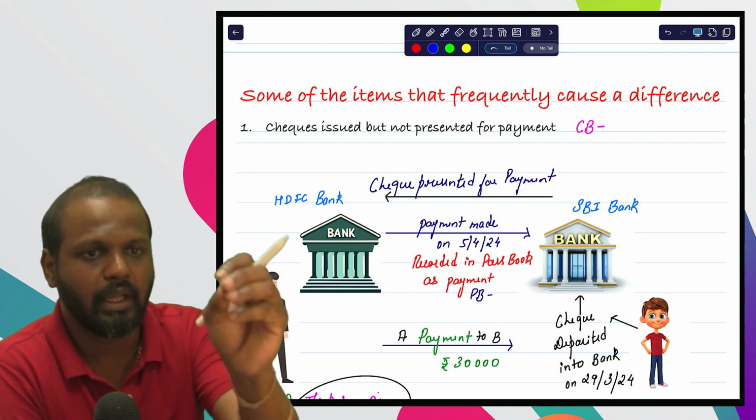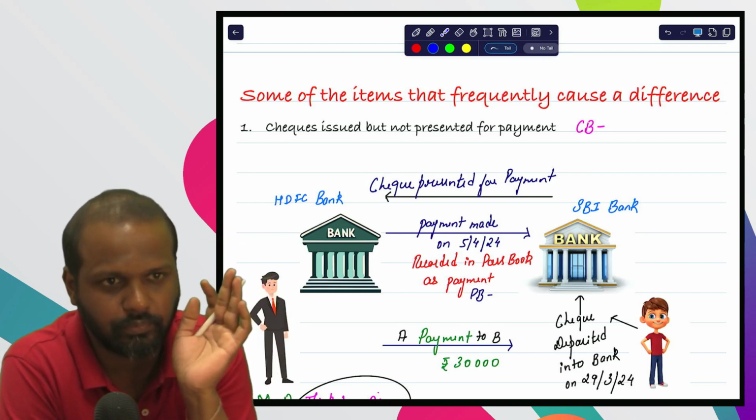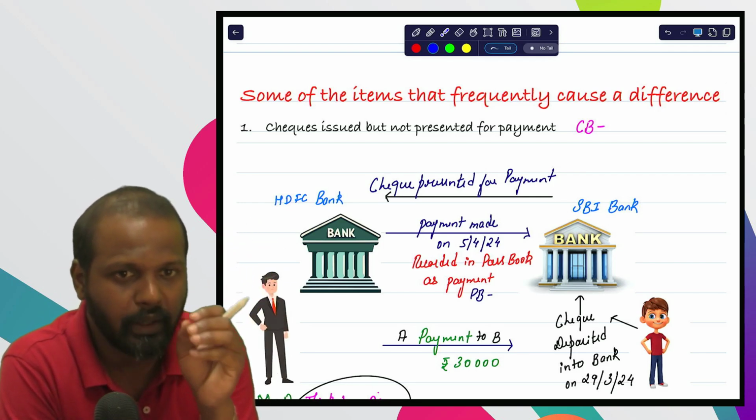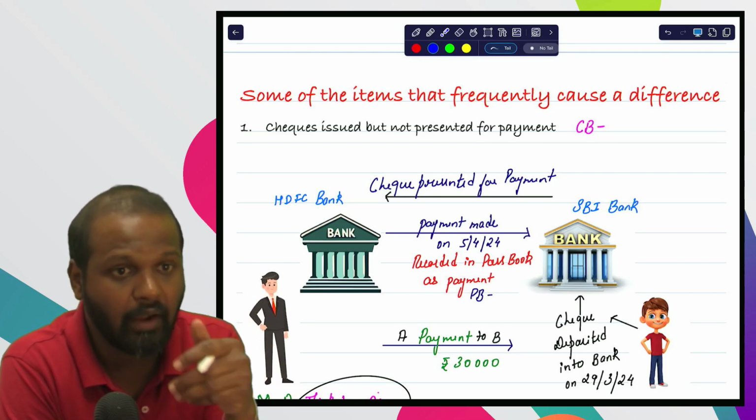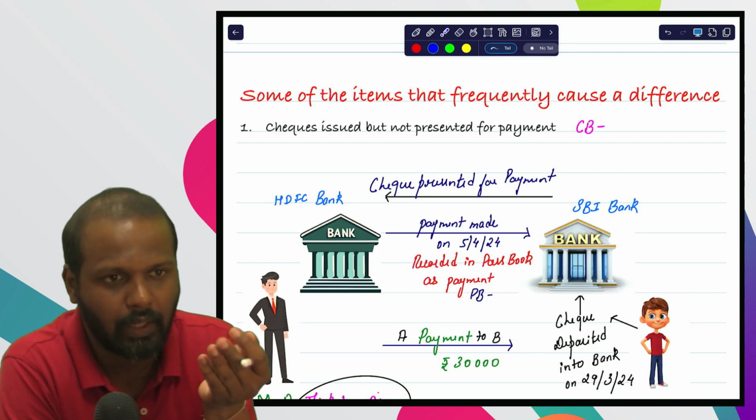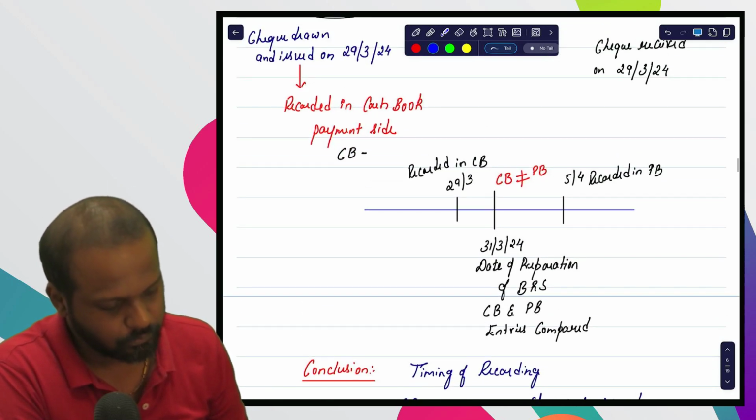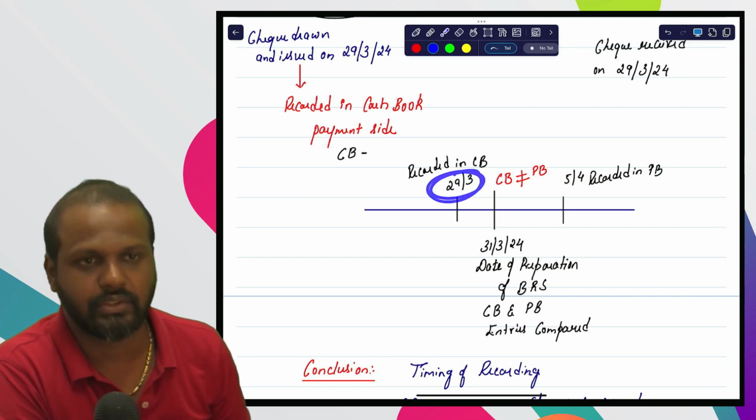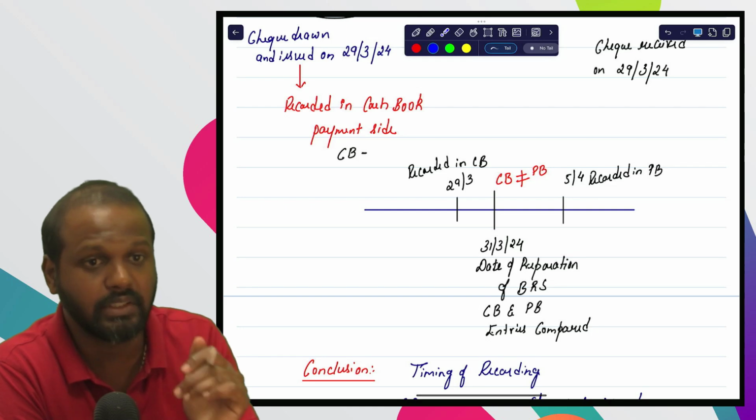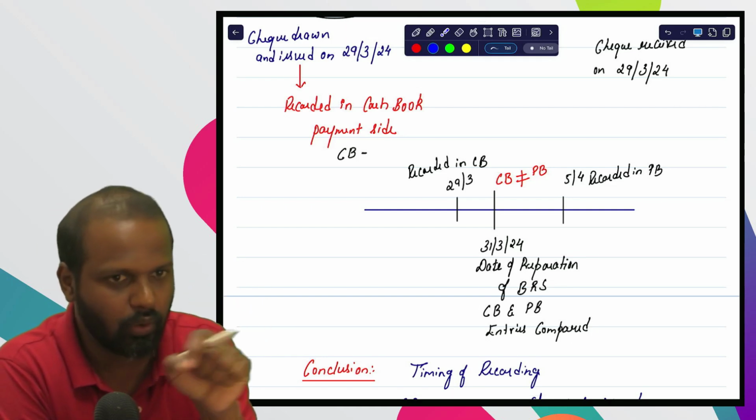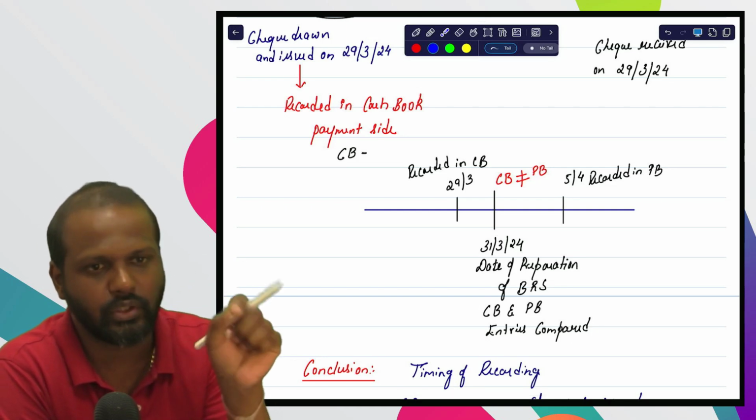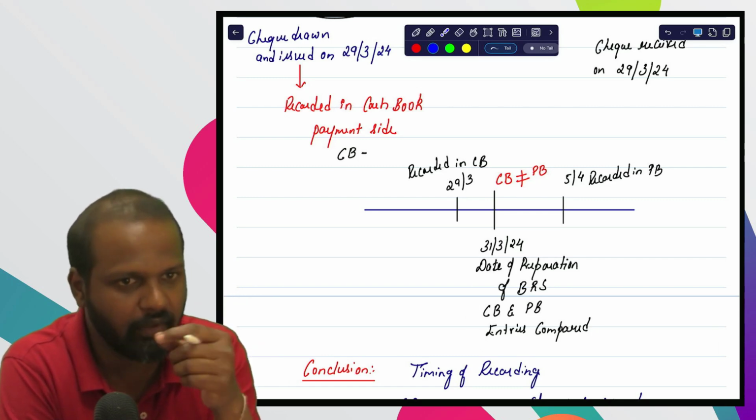Let us say I have to make a payment of 30,000 rupees to you. If I have to make a payment of 30,000 rupees to you, I have to issue the check. Now let us say, for example, on 29th March, I've issued the check. I've drawn a check, in that I've written 30,000 rupees and I've signed on it and I've written your name.